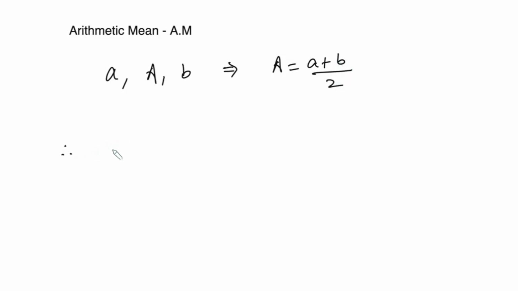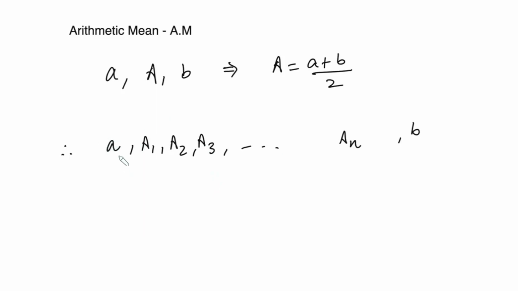In general, if you have two numbers A and B, and in between these two numbers, if we insert n terms, A1, A2, A3, and so on up to AN, such that the resulting sequence is an AP, then A1, A2, A3, and so on up to AN are known as the arithmetic means between A and B. And the converse is also true.